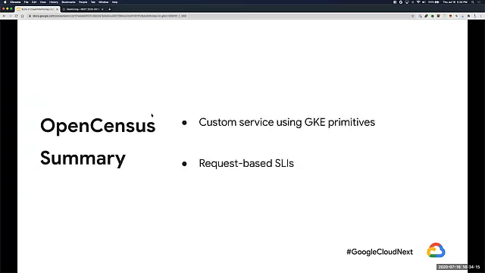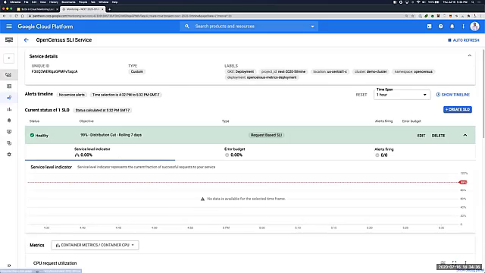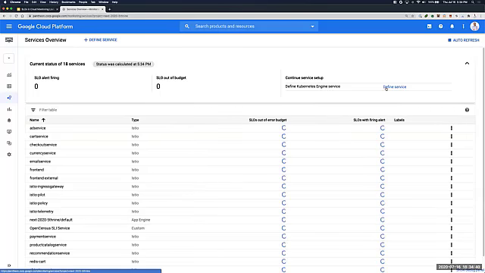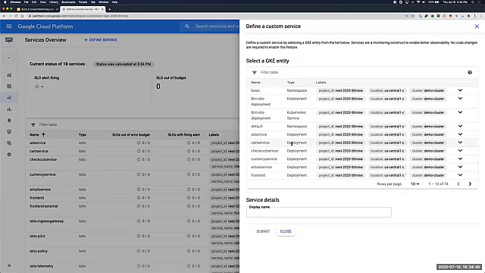The third example I wanted to show you is creating SLOs for services running on Compute Engine. As you may remember, I have a basic service that's a managed instance group behind a load balancer, and I want to use the load balancer metrics as my SLIs. But if I go to services in monitoring, the current limitation is that I can only define new services. When I hit define service, it forces me to use a GKE entity, but my service is not running on GKE.